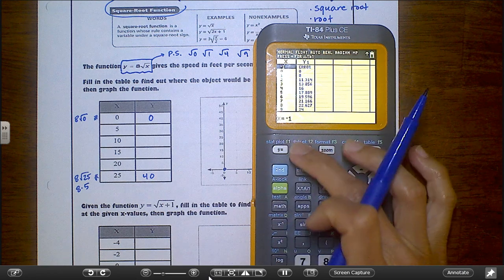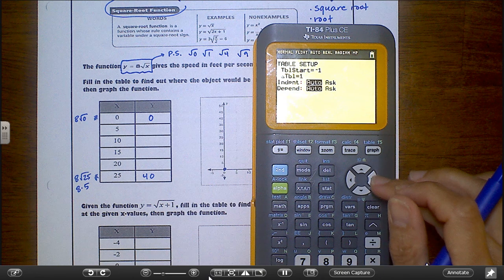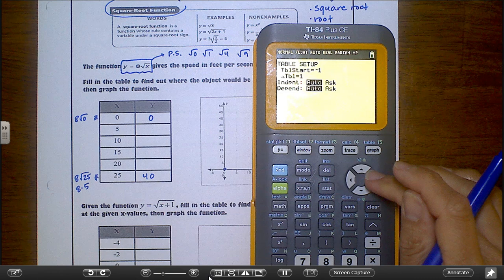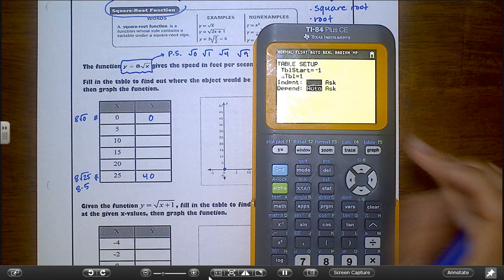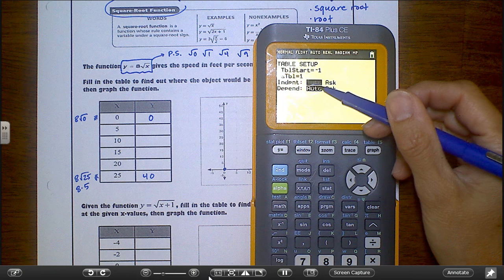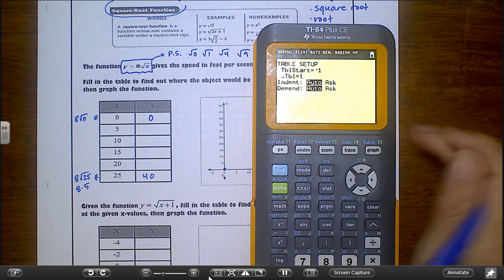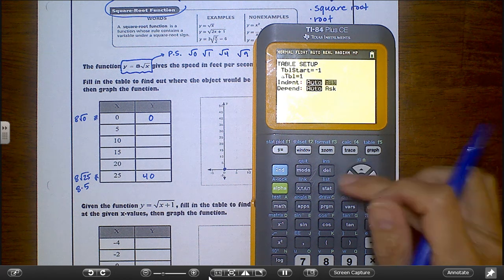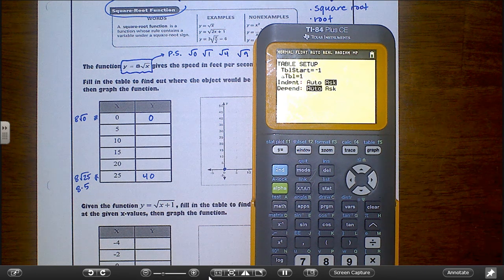So if I hit second window, your independent variable, remember, is your x. Your dependent is your y. So right now, my independent is on auto because it's just going in order 0, 1, 2, 3, 4, 5, etc. But I can put it on ask. So all I did there was I right arrowed over, and then if I hit enter, it'll blink on ask.